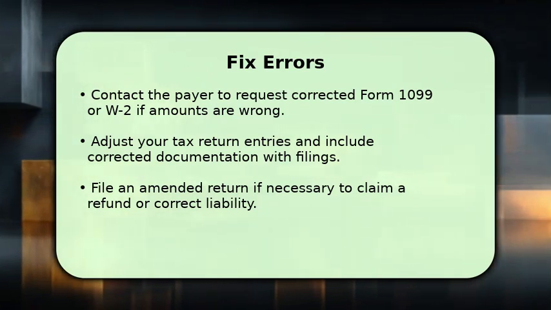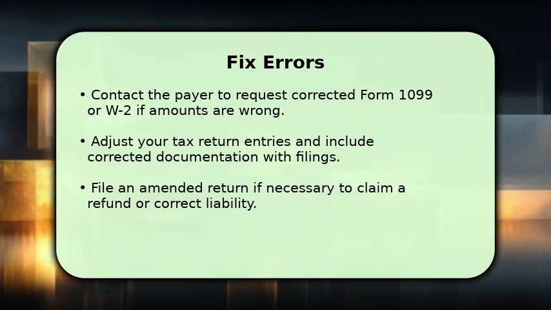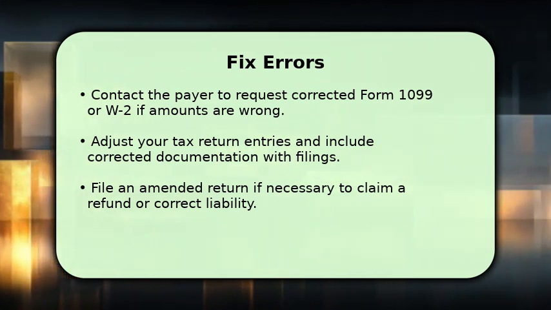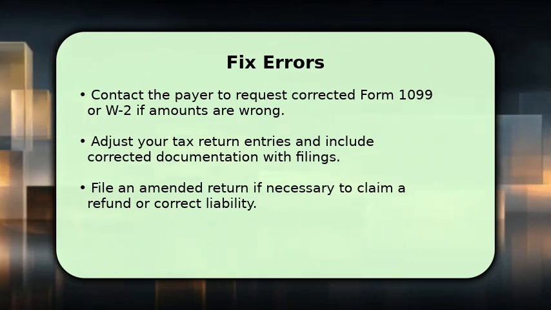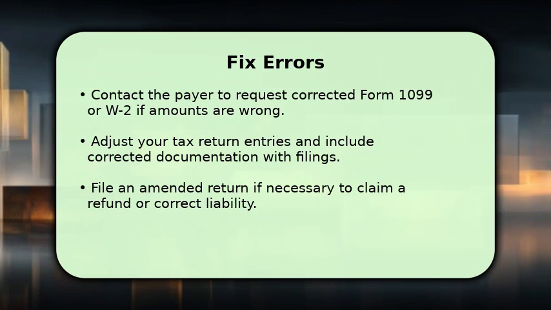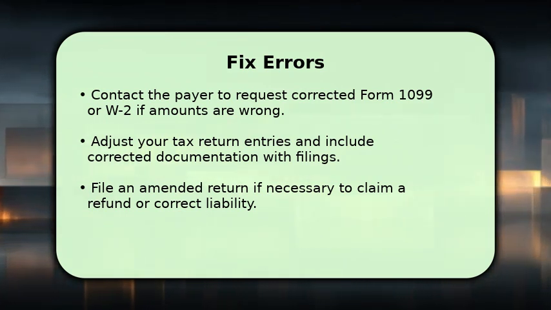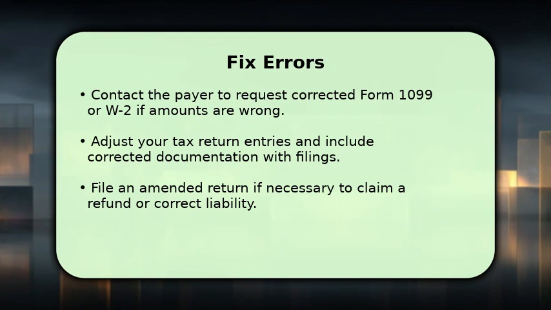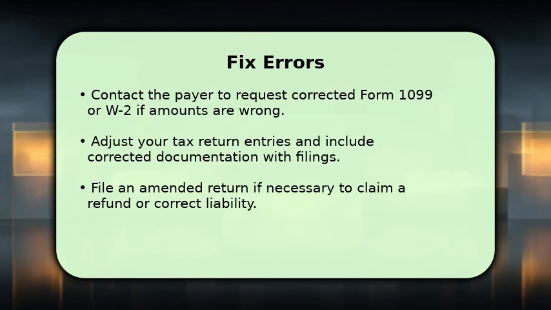If you find mismatches, contact the payer immediately to request corrected forms and confirmations. Record all communications and obtain replacement documents before filing. Use corrected figures when completing your return. If you already filed, prepare an amended return with supporting evidence to claim refunds or fix liabilities. Keep copies of every document for audits and future reference.